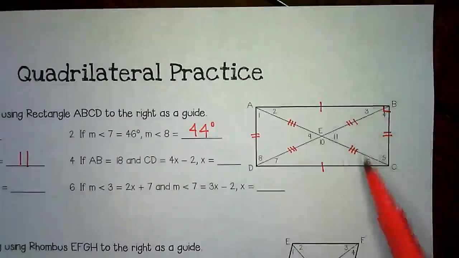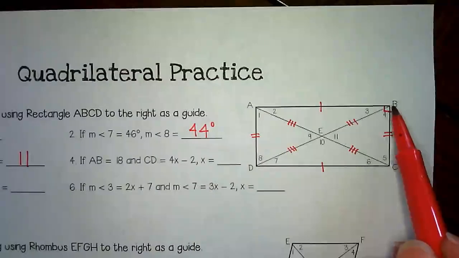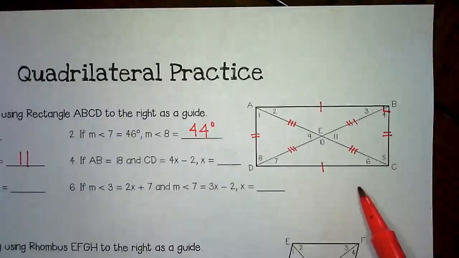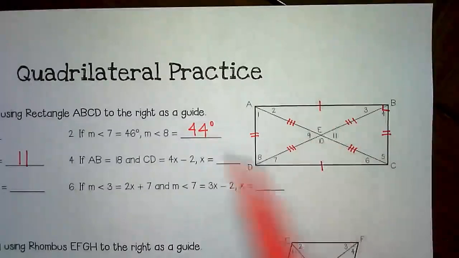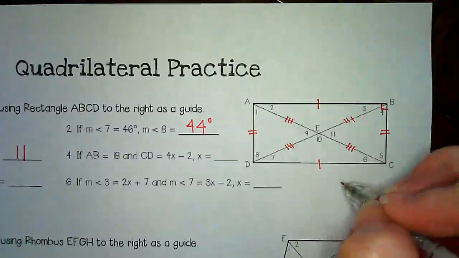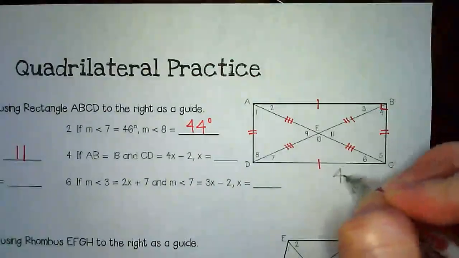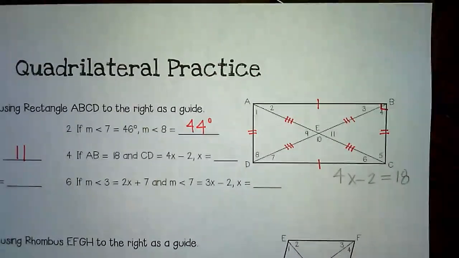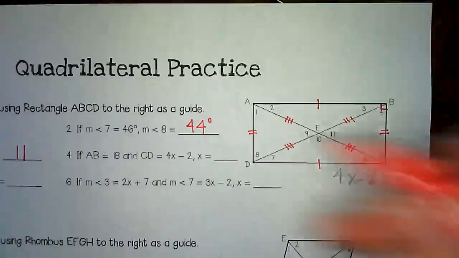All right, if AB is 18 and CD is 4x minus 2, I know that AB and CD are equal. So all I need to do for this one is to solve an equation. So 4x minus 2 needs to equal 18, so I can add 2, divide by 4, and x equals 5.